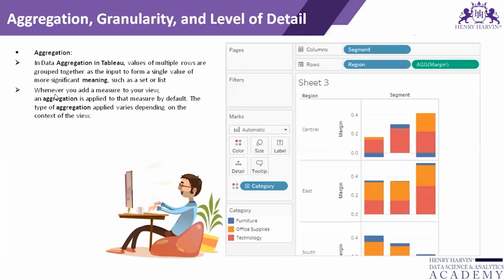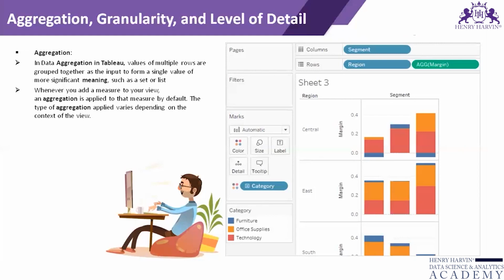If we go by the basic definition, whenever we add a measure to our view, an aggregation is applied to that measure by default, and the type of aggregation applied varies depending on the context of the view. So depending upon the other elements on your graph, the moment you drag and drop a measure onto your graph, the aggregation of the measure would depend on the other dimensions present over there.